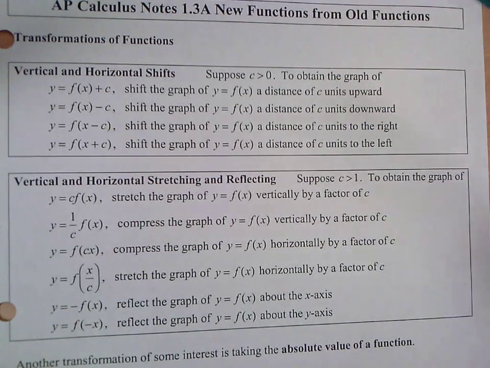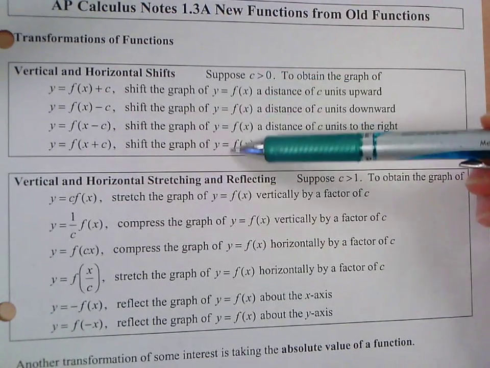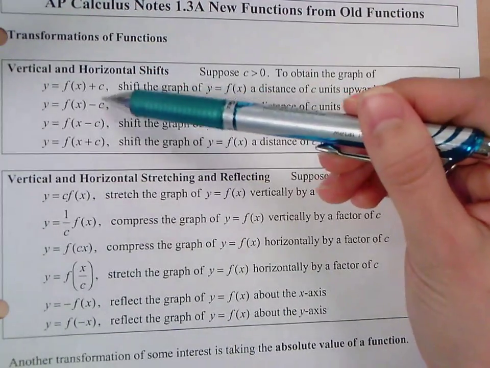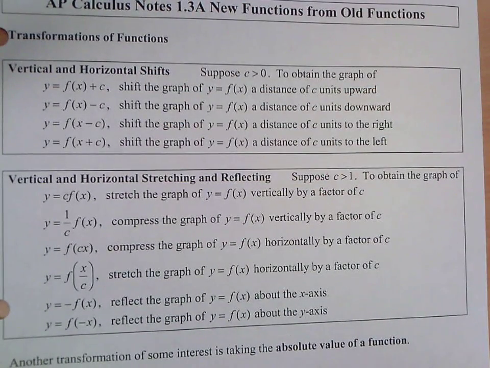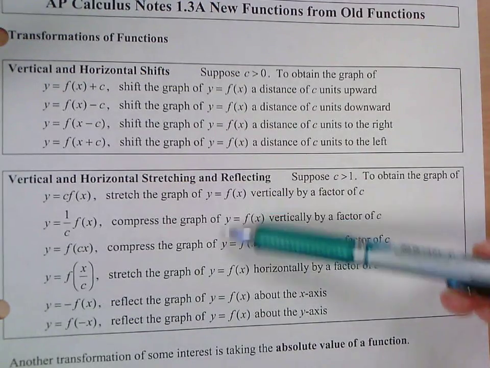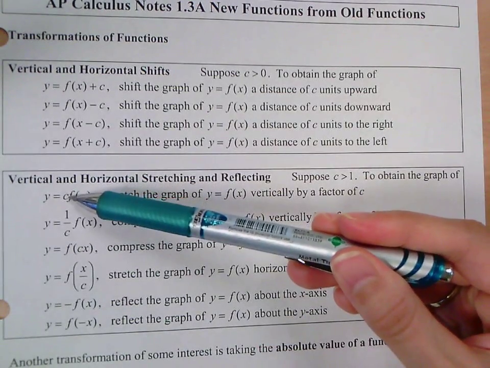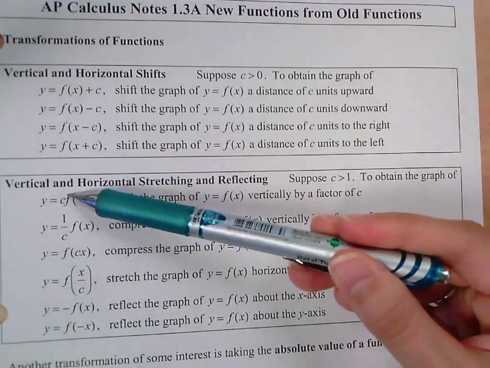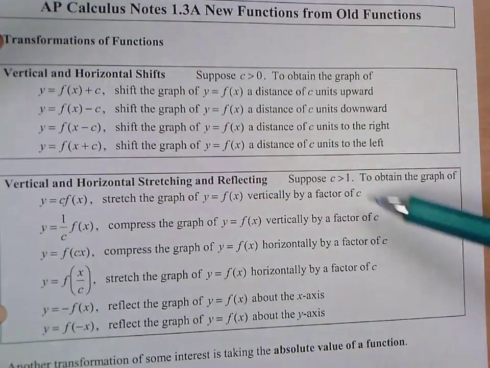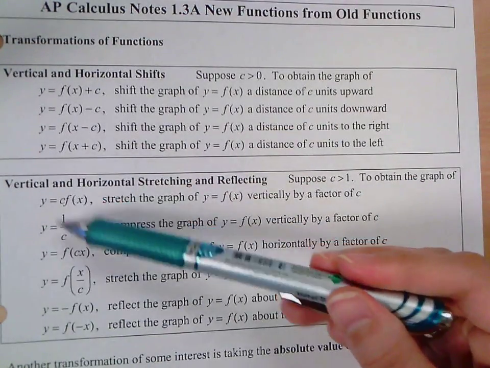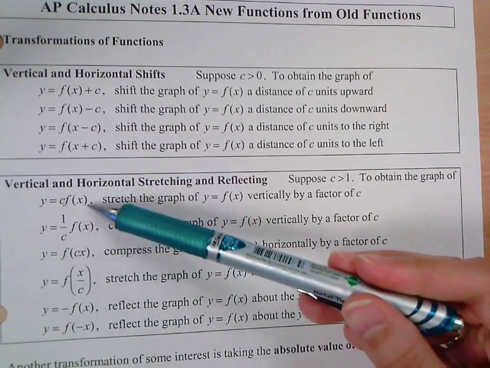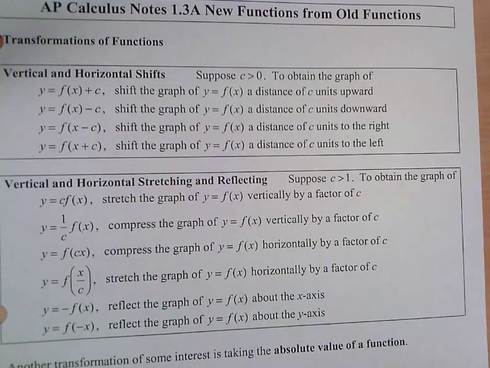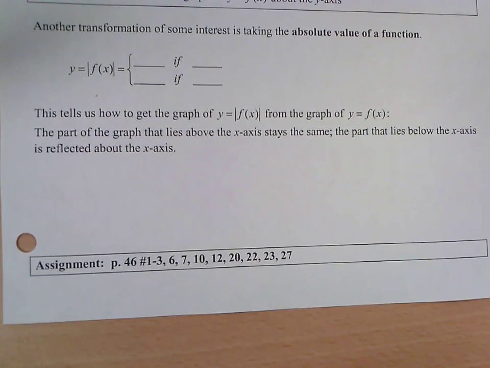It gives the vertical and horizontal shifts, the translations here, so if you're adding or subtracting a number on the outside or inside of a function. And then it gives the stretching and reflecting, so showing if you're multiplying by a number, it does say C is greater than 1. So a number greater than 1, or a fraction, either inside or outside of the function, and the different reflections. And then the last thing I want to show you that you may not have seen before, another transformation, is taking the absolute value of an entire function.